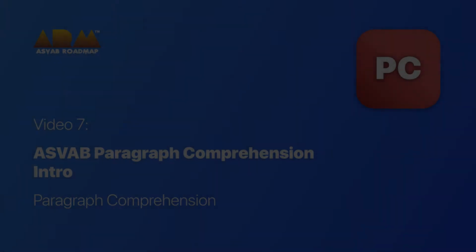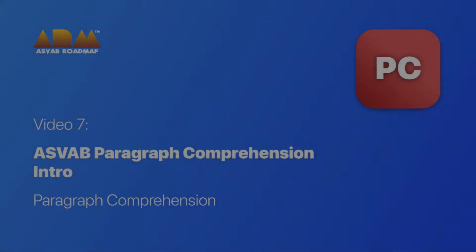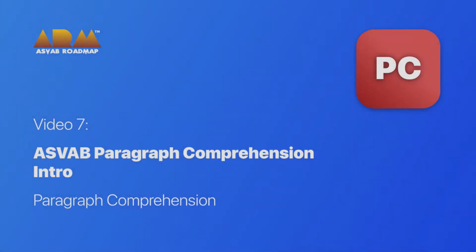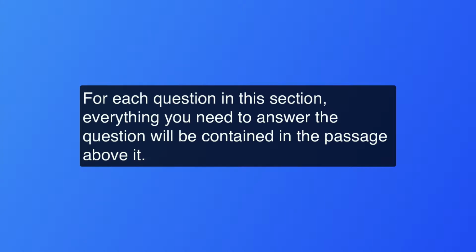This section, called the Paragraph Comprehension section, presents short passages for you to read and then asks questions based on those passages. While the subject matter of each passage will vary, no outside knowledge is required to answer these questions correctly. For each question in this section, everything you need to answer the question will be contained in the passage above it.